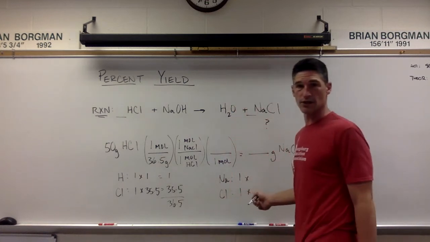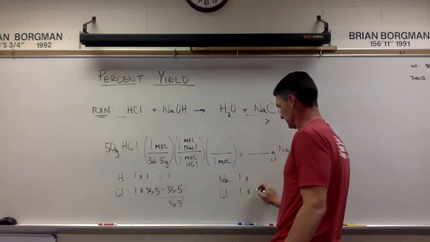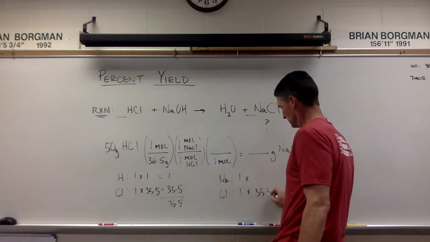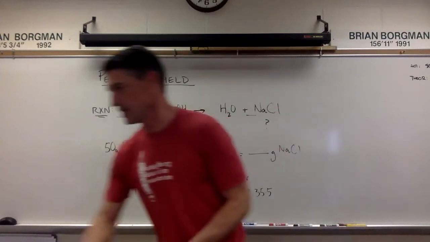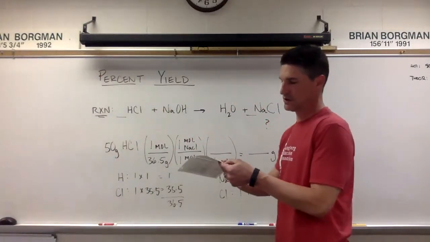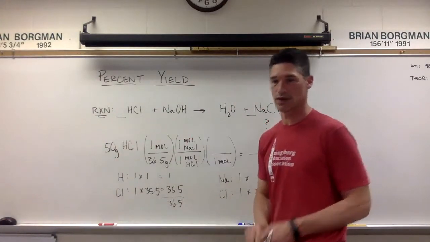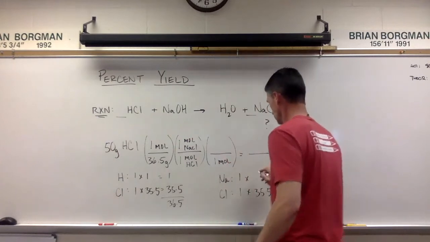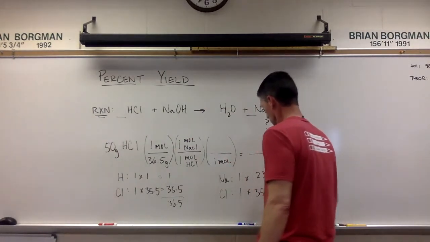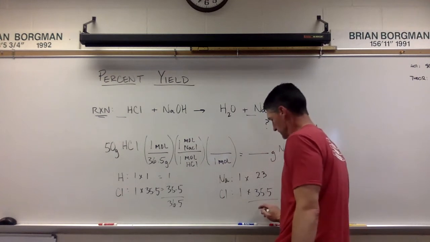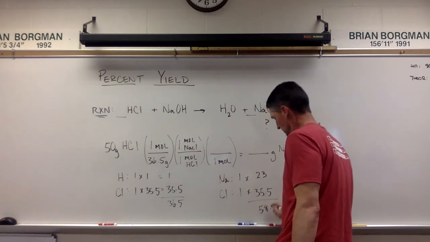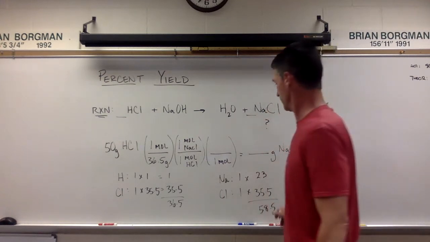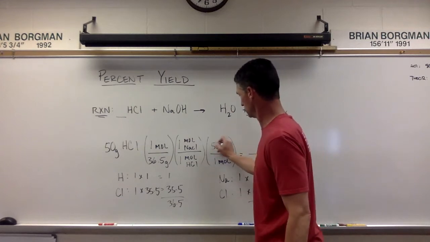We know the chlorine is 35.5 because we did it over there. And sodium, 22.99, tells me that we're going to round that to 23. Add these two together. It's going to be 58.5. That number goes here.